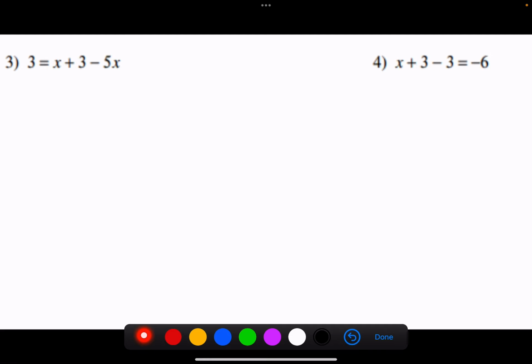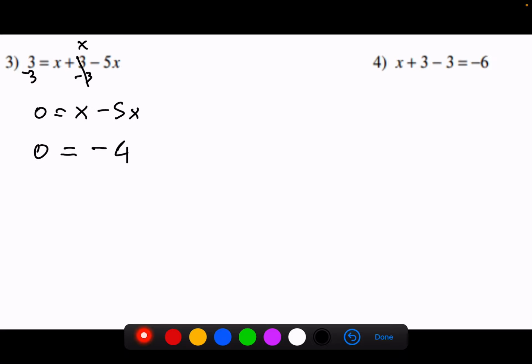Now moving on to the next set of problems. In problem 3, we're going to want to isolate the x. So the first thing I'm going to do is subtract 3 from both sides so that these cancel out. So I'm left with 0 is equal to x minus 5x. I can write this as 0 is equal to negative 4x.